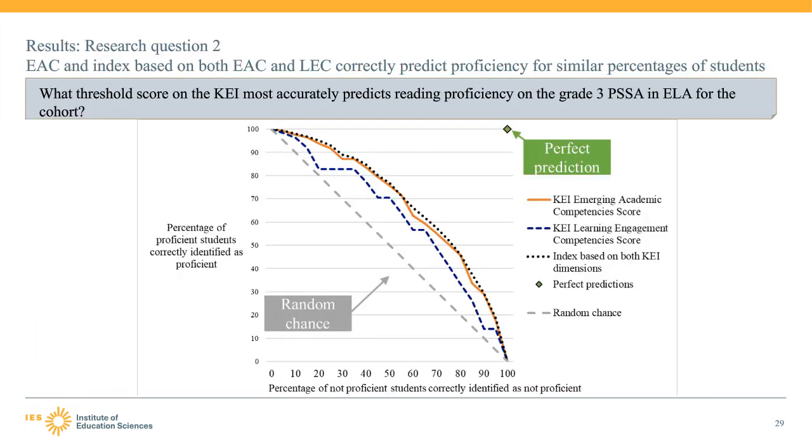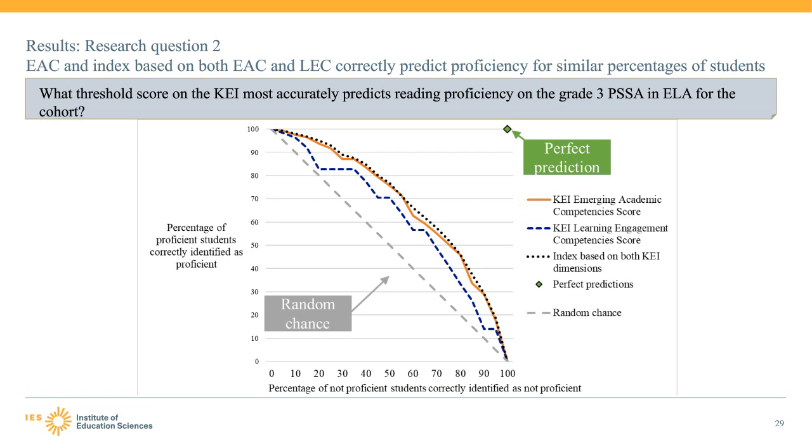Thanks, Jess. So to determine which measure to use, the emerging academic competencies dimension, the learning engagement competencies dimension, or the index of 2 dimensions that we just discussed, we calculated the percentages of students who'd be correctly identified as proficient and not proficient on all possible thresholds on each measure. And so this graph is showing those percentages for each of the 3 measures. And the green dot illustrates perfect predictions, which was where we would perfectly predict 100% of the proficient students and 100% of the not proficient students, while the gray dashed line shows what would happen if we just randomly guessed proficiency of students, for example, based on a coin flip.